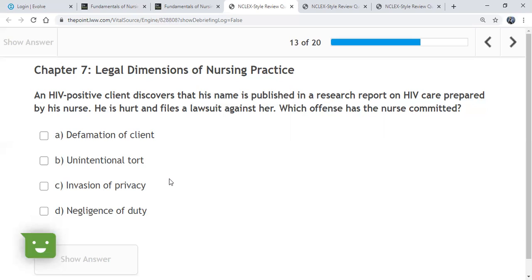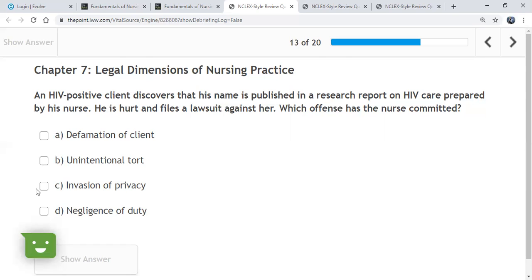So defamation would be like if I said something like that about you, you could actually sue me if it's not true, or if I can't prove it to be true. I feel like invasion of privacy would be going into your records without your knowledge. And I feel like in this case, he gave permission for her to do the research report, but not to use the name.